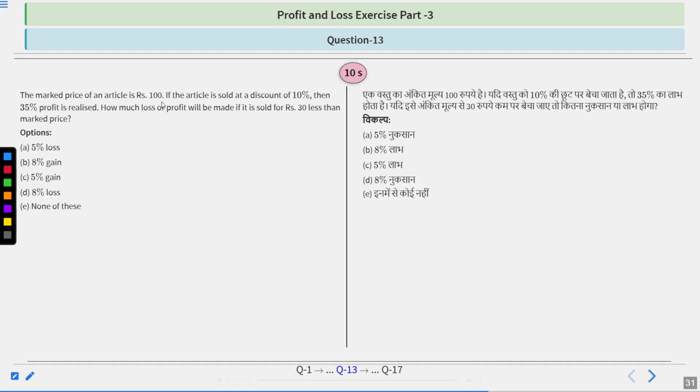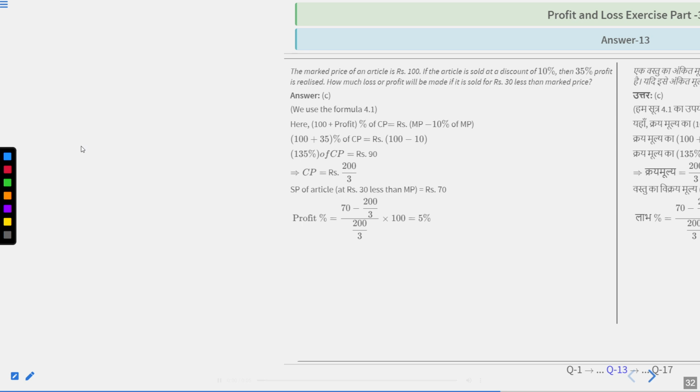The mark price of an article is 100 rupees. If the article is sold at a discount of 10%, then 35% profit is realized. How much loss or profit will be made if it is sold for 30 rupees less than mark price? Clear? You have 5 options and 10 seconds to analyze the question. Your time starts now. Now time's up. Let's see the solution.